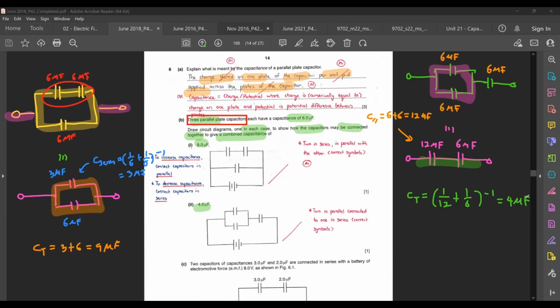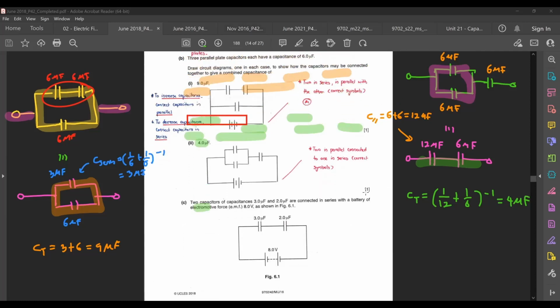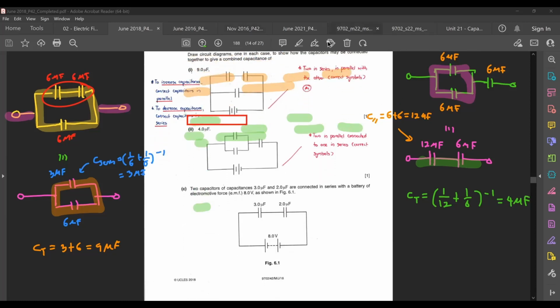Okay, so this is the proper way to connect your capacitors. You have to do something like trial and error. Sometimes you connect them in series, sometimes you connect them in parallel. Okay, so this one, let me just clear the diagram off.